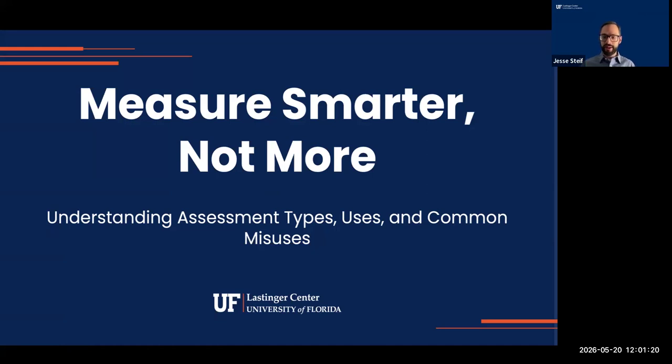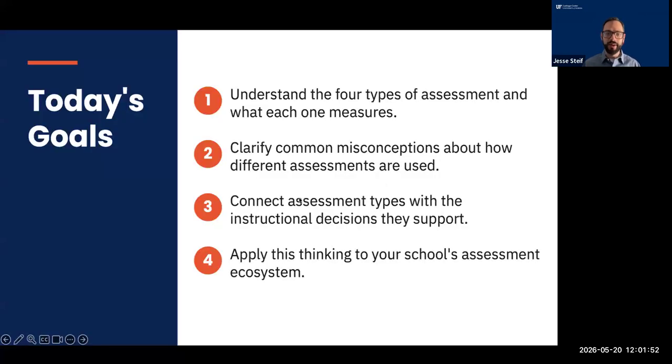I am a literacy content and implementation manager here at the Lastinger Center, and my background is in elementary education and school psychology. And so, assessment and assessment-driven instruction is a topic that is near and dear to my heart, and maybe one of the lesser discussed domains as everyone is on their journey towards more evidence-based practices in their practice. So let's talk about today's goals.